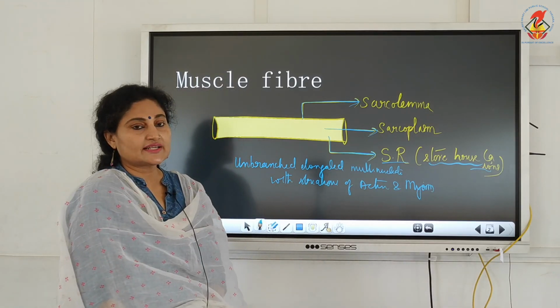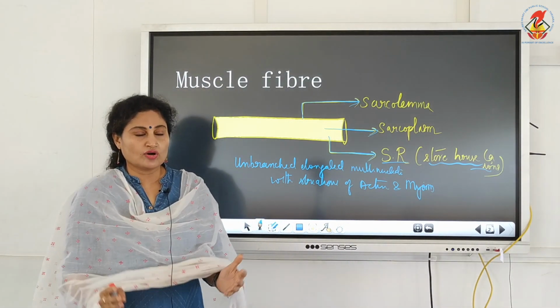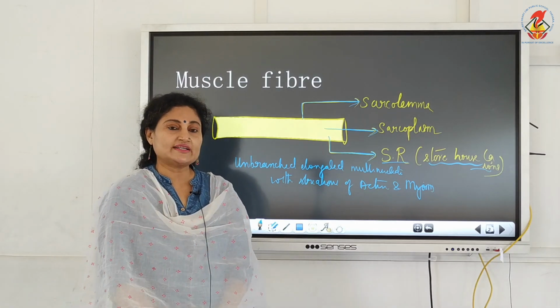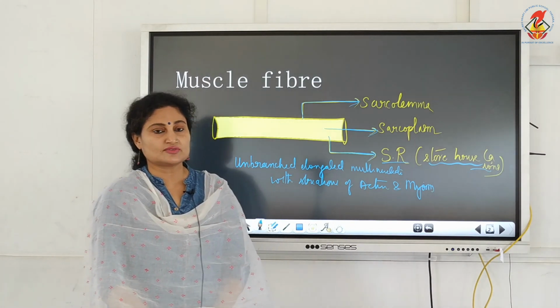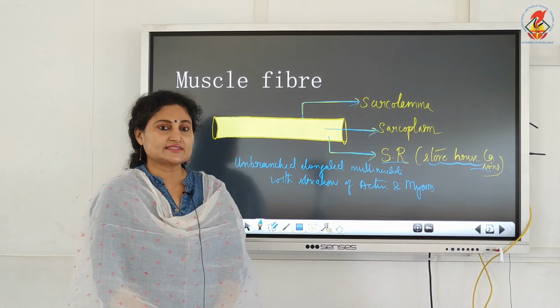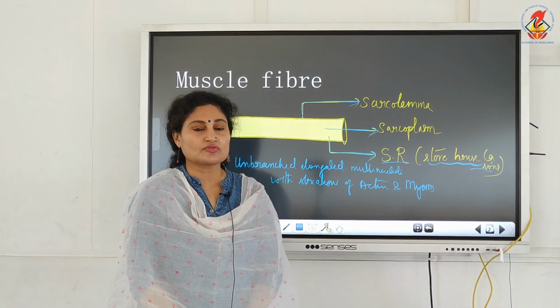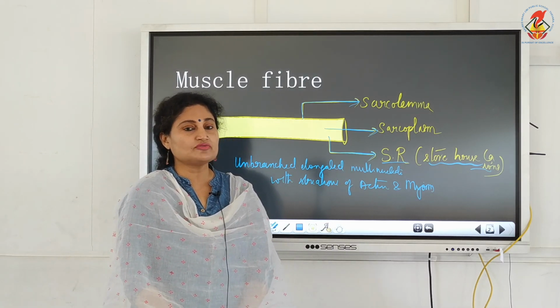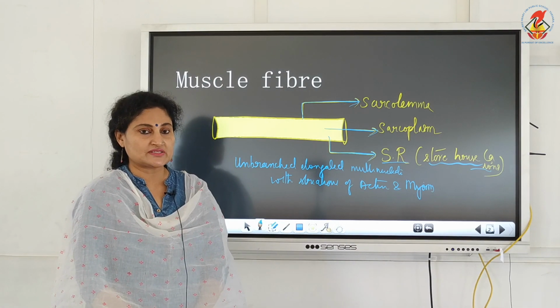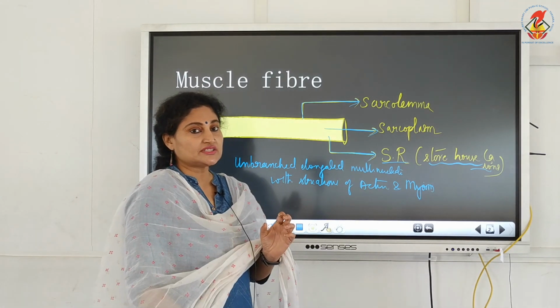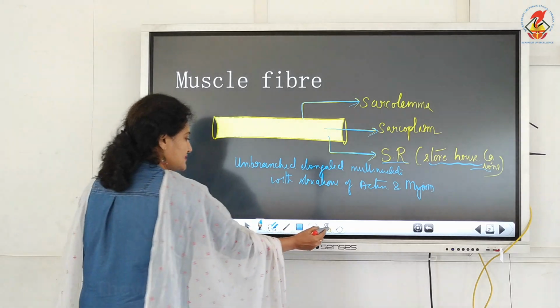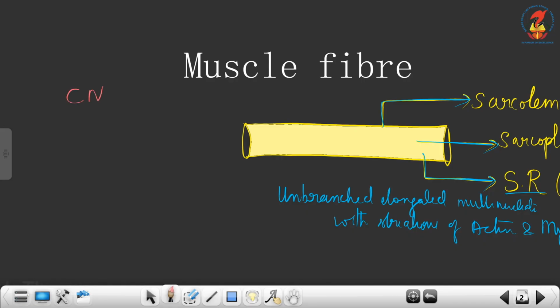So, the widely accepted theory that explains contraction is the sliding filament theory, which states that contraction is a result of the sliding of the actin filaments over the myosin filaments. And remember, it is initiated by an impulse propagated or sent from the CNS.